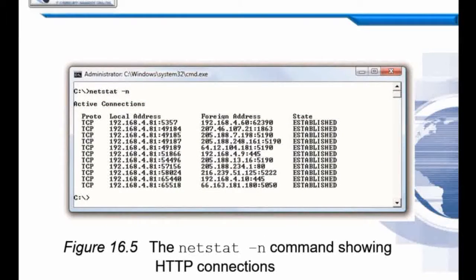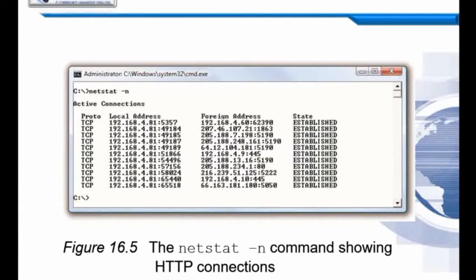One way to identify all open connections on a machine is with the netstat command. You can open up the command line and type in netstat -n, and this shows all the open HTTP connections, for instance, on this machine.